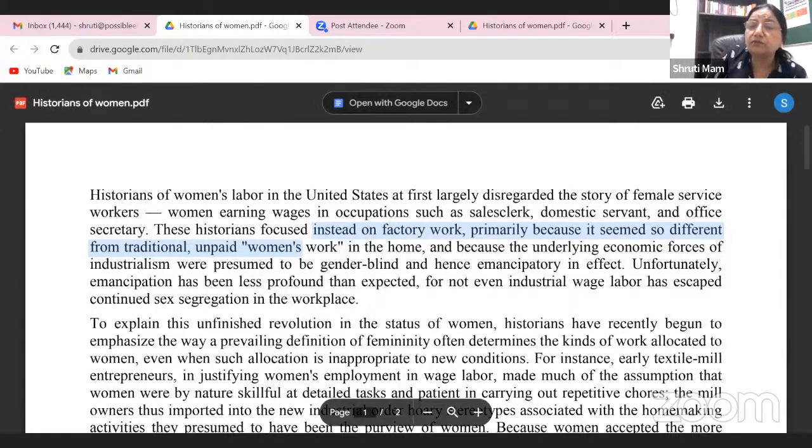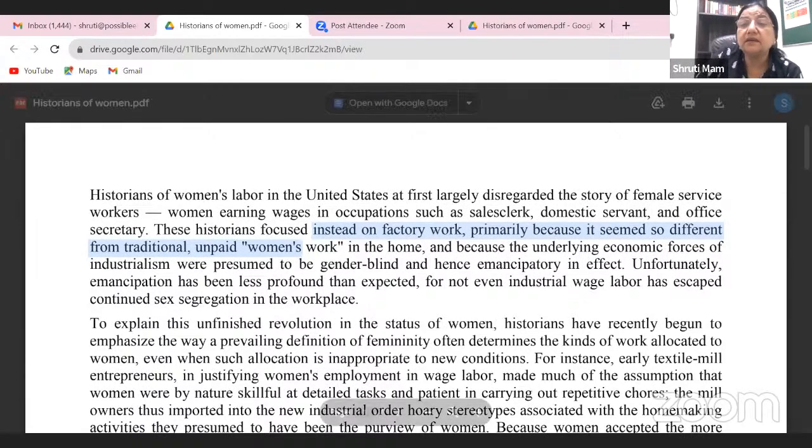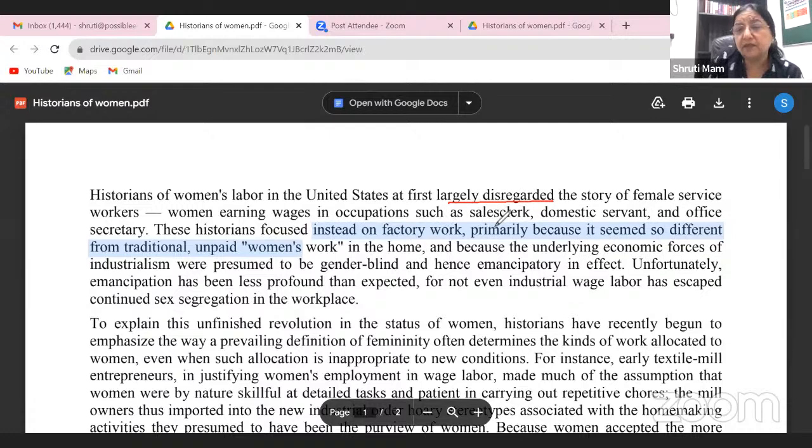So look at it. He starts from the first line. I first discern the topic. What is the author's topic? So if you can see, historians of women labor largely disregarded. I'm underlining some part so that I can show you how we can work out the topic introduction. So they first largely disregarded the story of female workers, women earning wages in occupations. So he gives us examples: sales clerks, domestic servants, secretaries, and these historians focused.